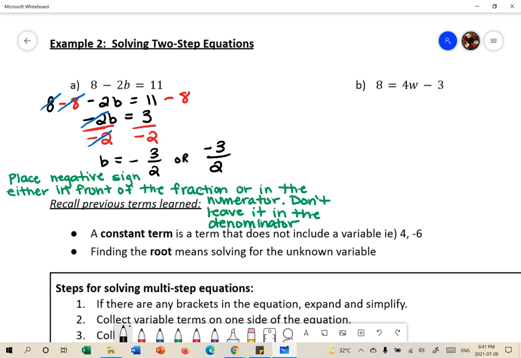Let's try b. So this time our variable is on the right side, which is fine. We still just want it to be isolated. So we'll start by eliminating -3. So I want to add +3 to both sides in order to eliminate that -3.